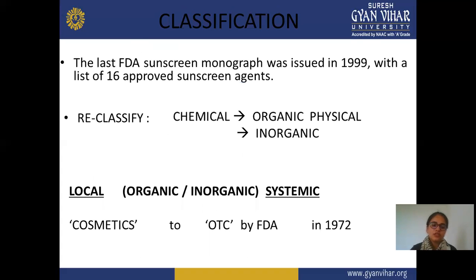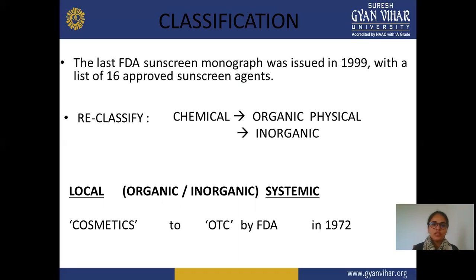Next is classification. According to the FDA, we are classifying sunscreens, and this should be according to the FDA and approved by FDA procedure, not by your own procedure. The last FDA sunscreen monograph was issued in 1999 with a list of 16 approved sunscreen agents. This means a large modification was made by the FDA in 1999 for sunscreens.